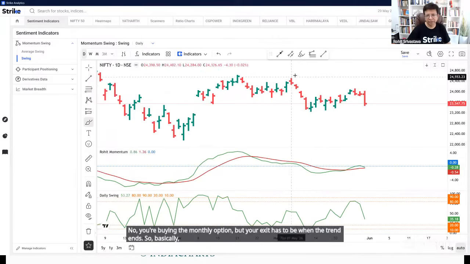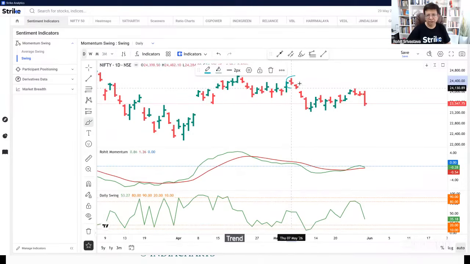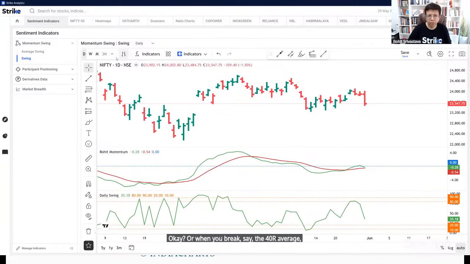So basically, when does the trend end? Trend ends when the hourly RMI turns into sell. Okay, so that is a lower time frame than this. Okay. Or when you break, say, the 40-hour average, something on the lower time frame.